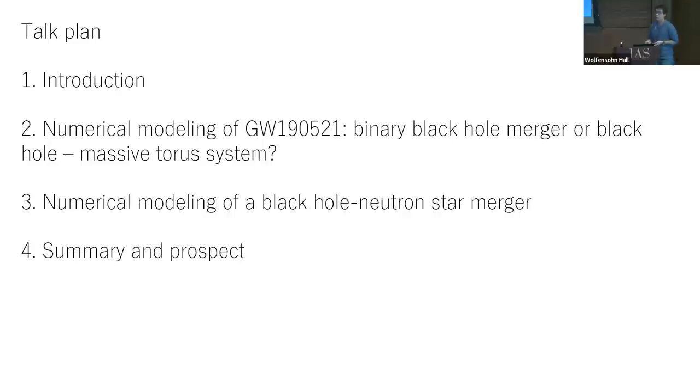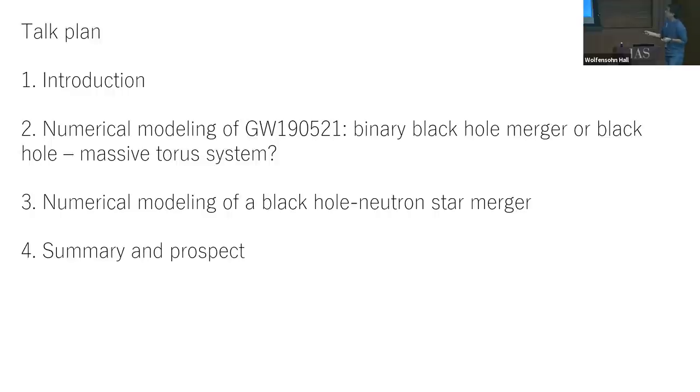GW190521. LIGO and Virgo reported the detection of gravitational waves in this event, and they reported that this event was caused by a binary black hole merger. But recently, we proposed an alternative model for this GW190521, and specifically we consider a black hole surrounded by a massive disk system. I'm trying to explain that this model could be an alternative for this GW event, and we're going to discuss what is a necessary ingredient to distinguish the two scenarios.